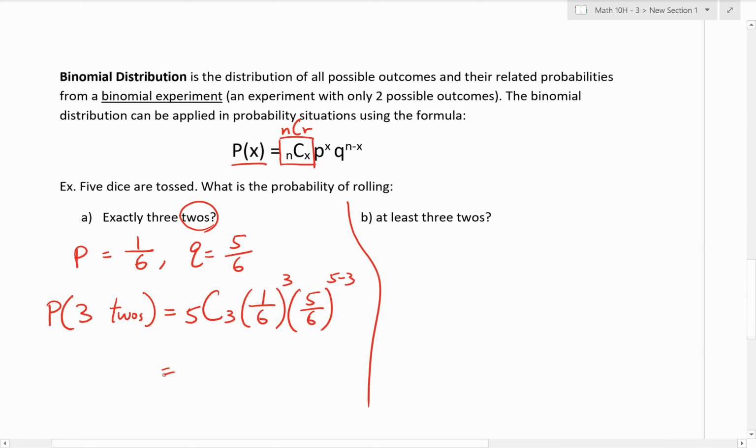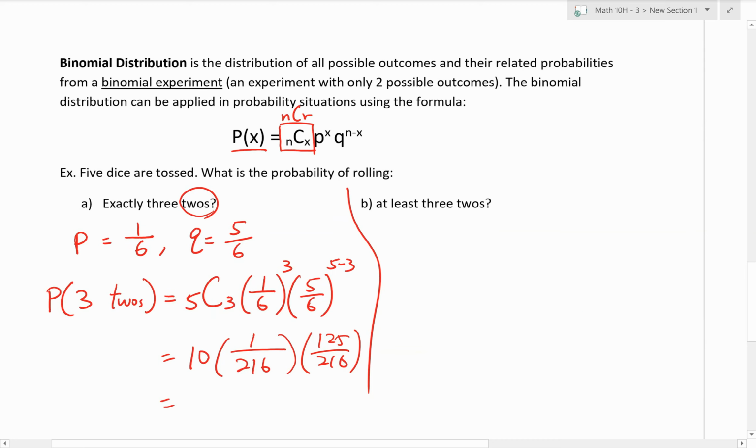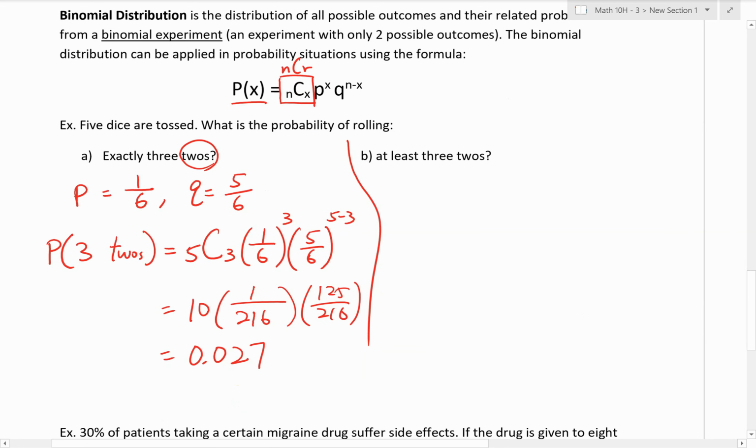So if you put 5C3 into the calculator, you should get 10. So that's 10, and this is 1 out of 216, and then 125 out of 216. So you just put this into a calculator. You should be able to get 1250 divided by 216 times 216. You should get 0.027. So 2.7% of getting exactly 3 twos. So that's part A.